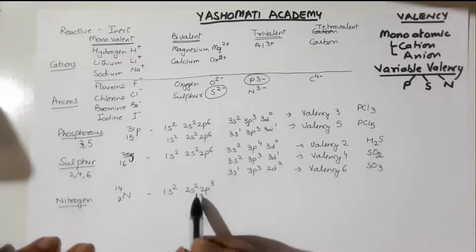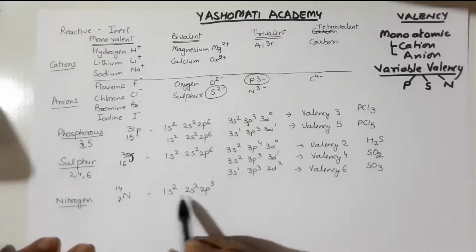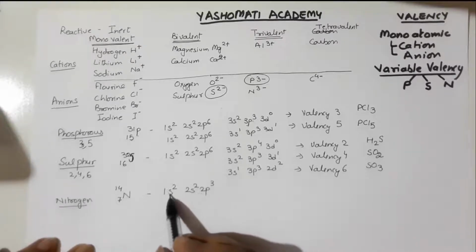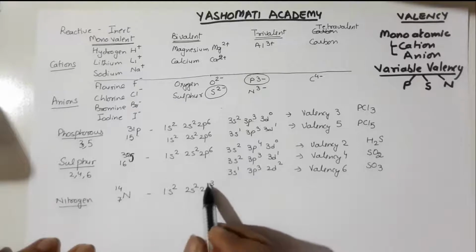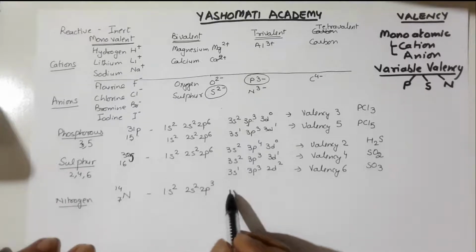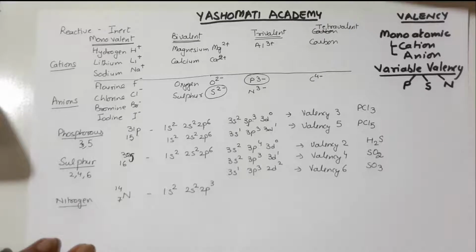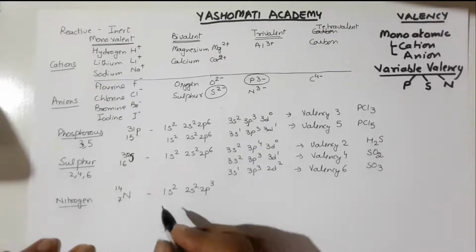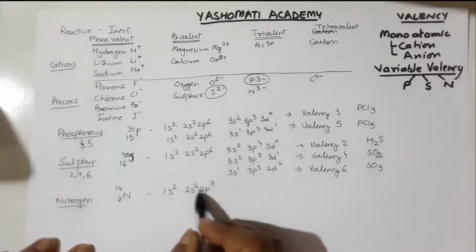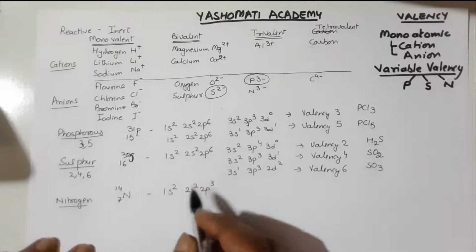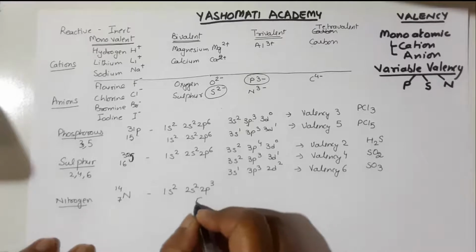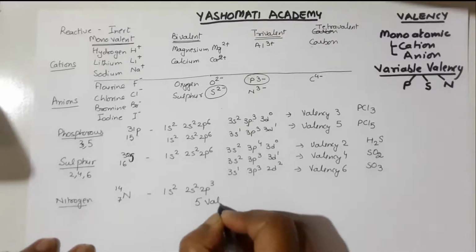So it is having only 2 shells, K shell and L shell. K shell can have 1 subshell and L can have 2 subshells. So there is no third shell present. So there is no question of having an empty subshell or shifting the electron from a lower level to a higher energy level. So in this case, because it is having 5 electrons in the outermost shell, it is having 5 valence electrons.